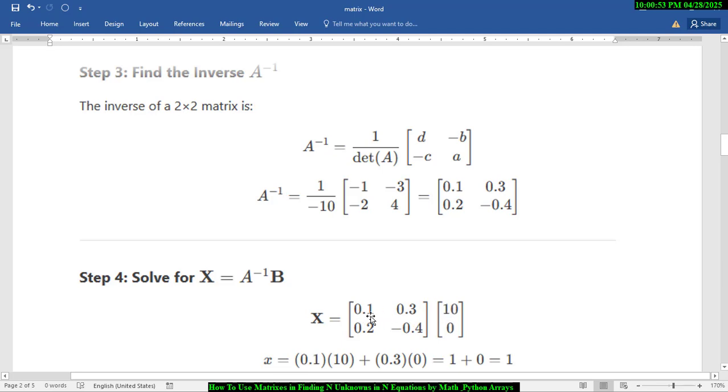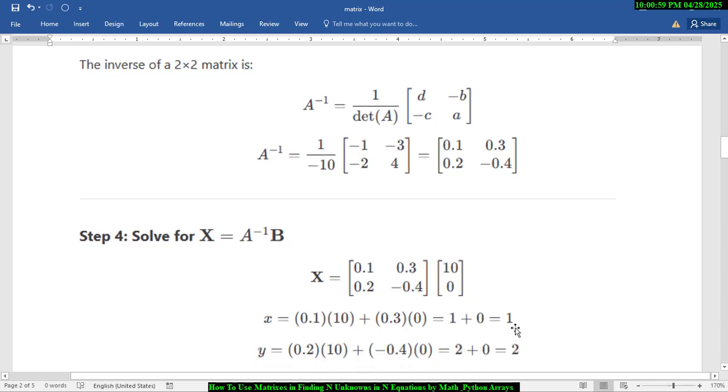So 10 times 0.1 plus 0 gives 1. Okay, then 0 times 0, then 10 times 0.2 minus 0 times 0.5 gives 2. So X equals 1 and Y equals 2. This is if there are two unknowns in two equations.